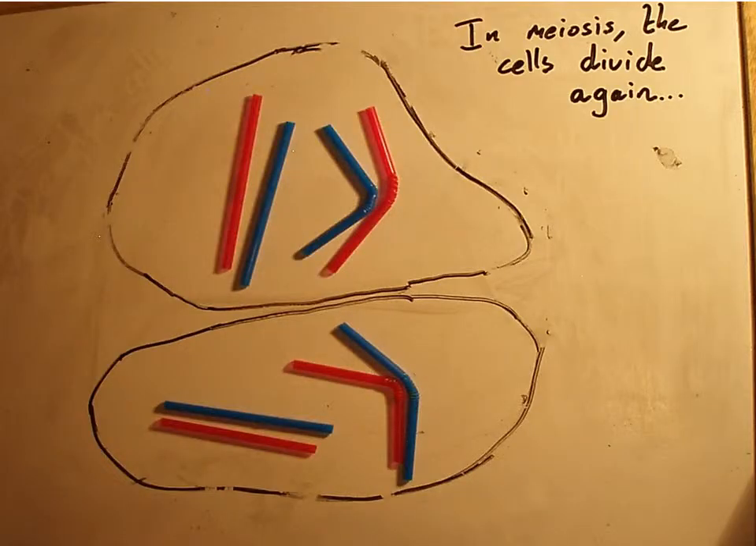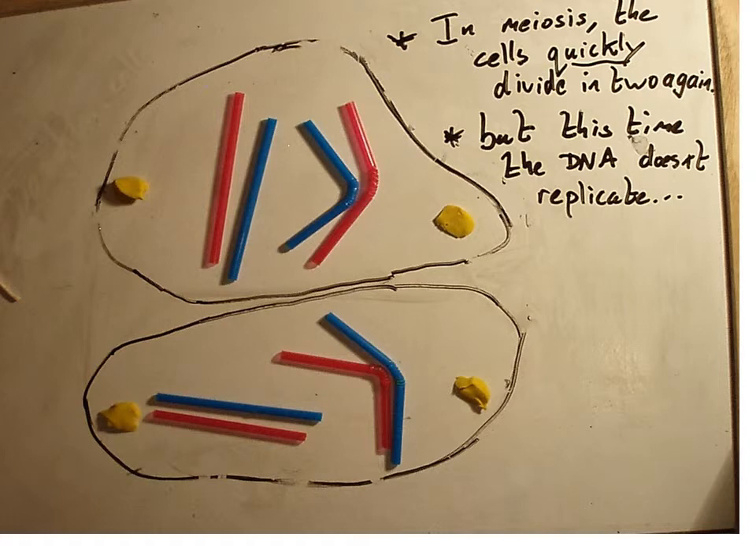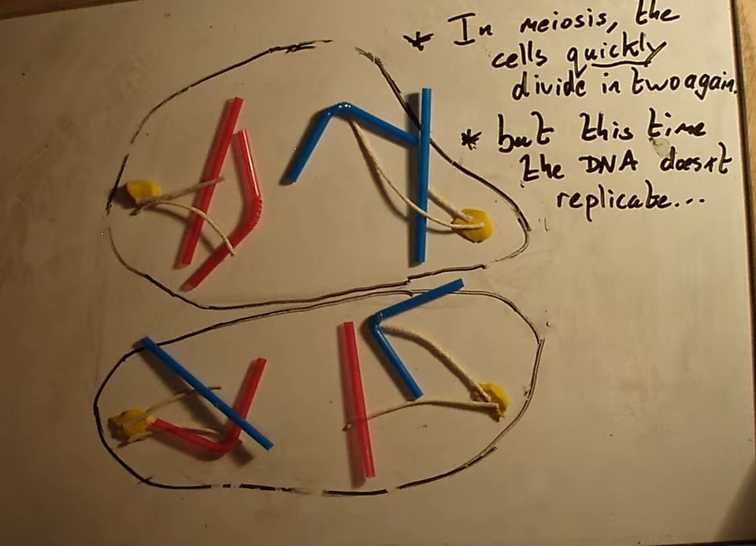But in meiosis, the cells then divide again. Only this time the DNA hasn't replicated yet again. So the DNA is only replicated once and has now been split into these two cells. And these two cells are going to split again, but this time the DNA won't replicate. Again, we see the poles of the cell. Spindle fibers will grab onto each pair of homologous chromosomes.